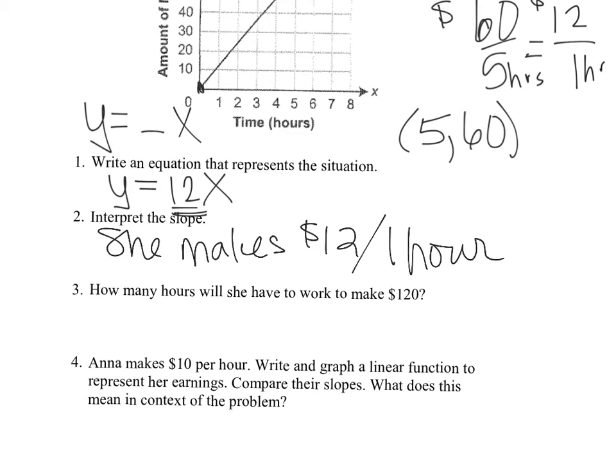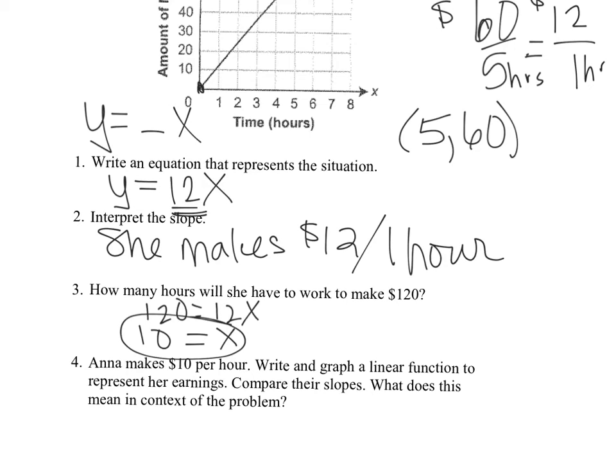All right, well, you know your amount is $120. You know she makes $12 per hour. So you just have to figure out how many hours. Now you can divide both sides by 12, and you're going to get x is 10. She has to work for 10 hours.